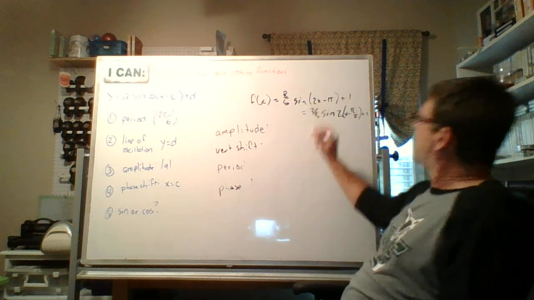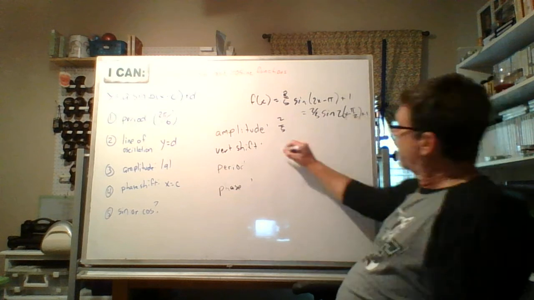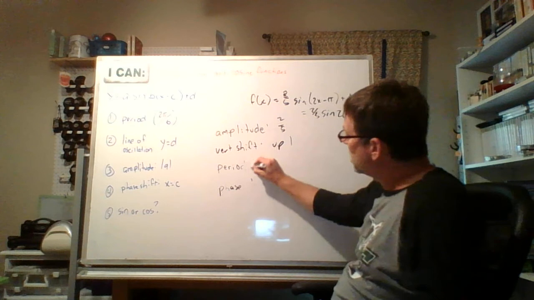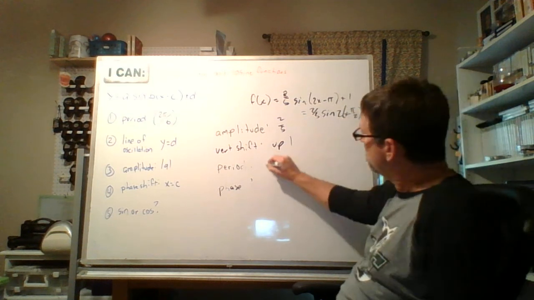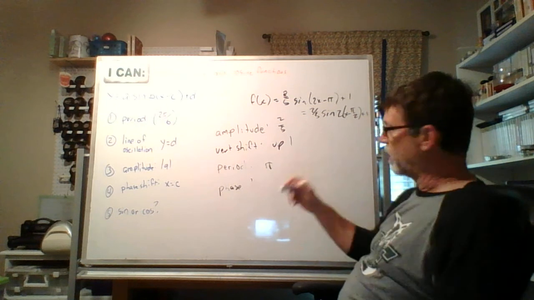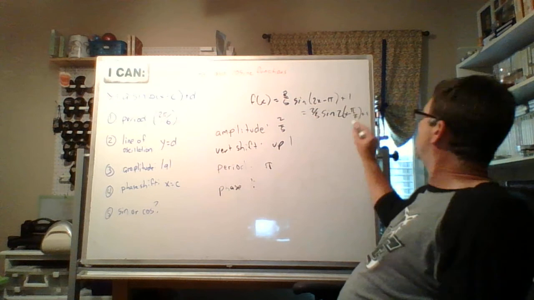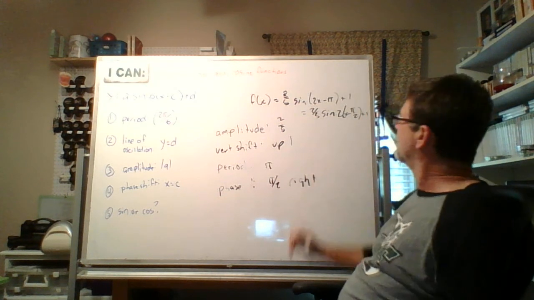First of all, the amplitude is the a value of 2/5. My vertical shift is up 1. My period is 2 pi over b. b is 2. 2 pi over 2 is pi. So I complete one complete cycle in pi. My phase shift is going to be pi over 2 to the right.